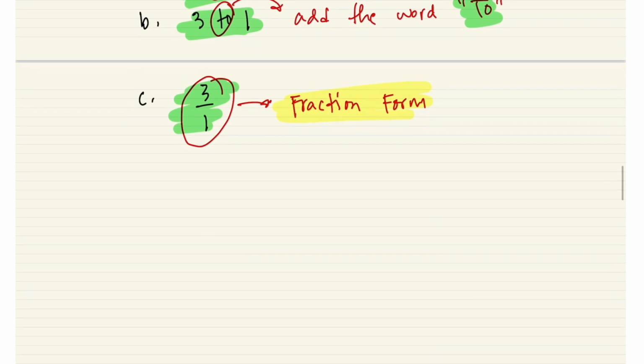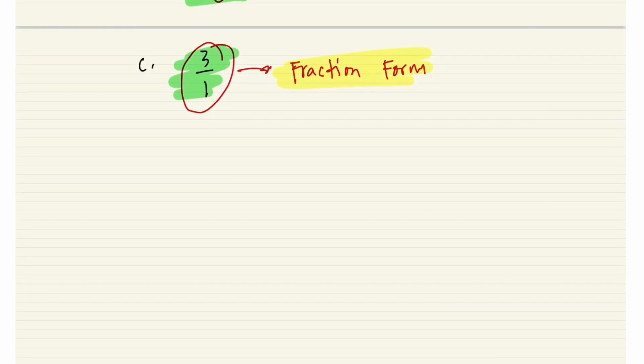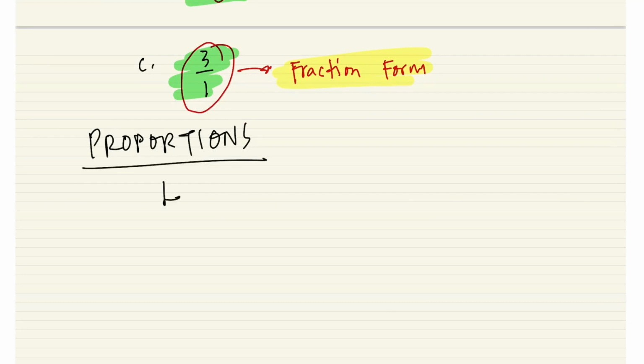Alright, and fraction form. Now, ratio is also the one used when you are going to do proportion. Now, proportion is a comparison.